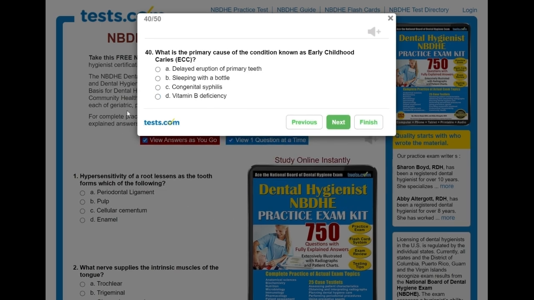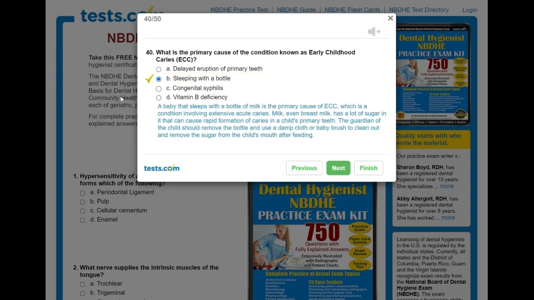Question 40. What is the primary cause of the condition known as early childhood caries, ECC? A. Delayed eruption of primary teeth. B. Sleeping with a bottle. C. Congenital syphilis. D. Vitamin B deficiency.